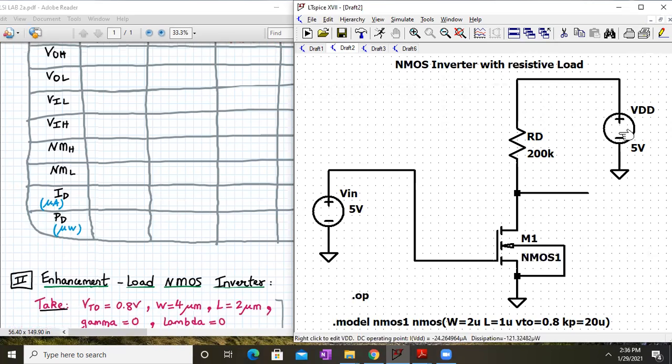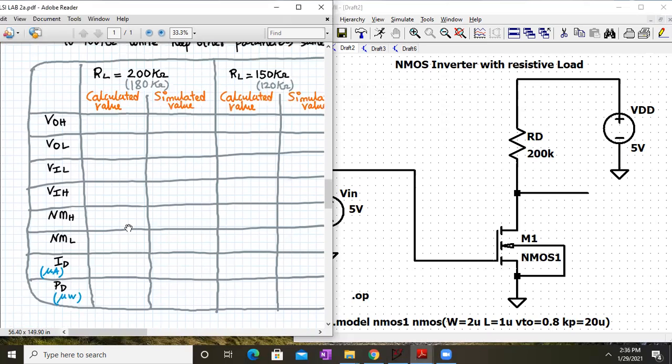Okay, so the power dissipation will be ID, which is the current flowing through the transistor, into VDD. So what was ID coming out to be? ID is coming out to be 24.26 microamperes into VDD, which is 5 volt. So if you multiply that, you will get 121.3 microwatt. So that value you can calculate, write it over here. You can write the observed simulated value and you can write the calculated value.